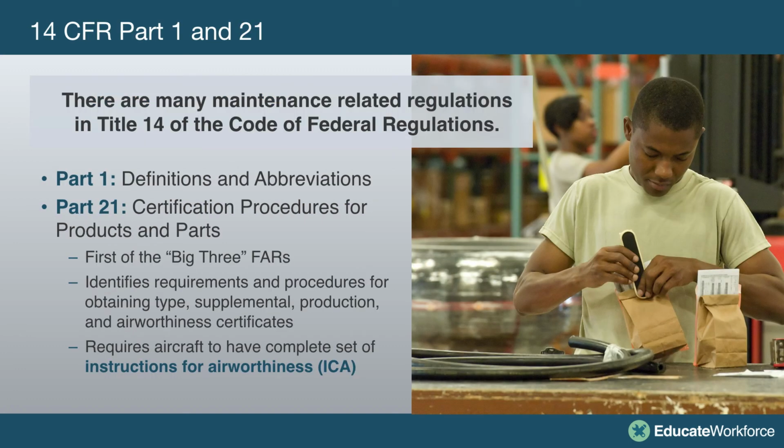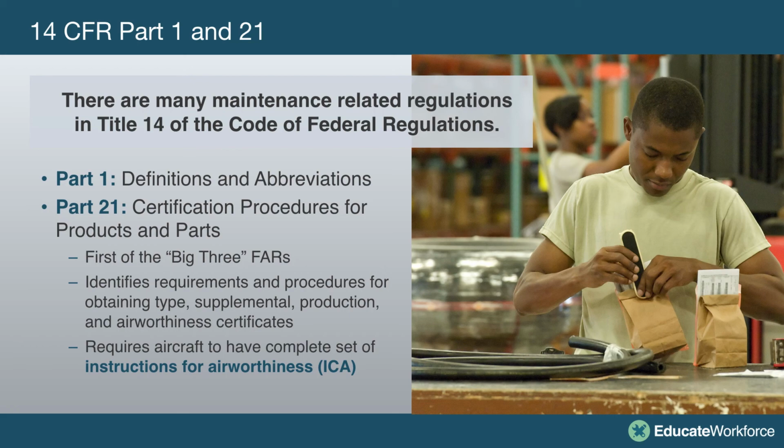We have many maintenance-related regulations in Title 14 of the Code of Federal Aviation Regulations. We'll start off with Part 1. Part 1 is going to give us some definitions and some abbreviations. It's a good starting point. If you find a term that you're unsure of, go ahead and start at Part 1 and see if you can't find that definition or that abbreviation there. It's not all-inclusive, but like I said, it's a good starting point. You may find some additional definitions or abbreviations in the specific FAR you're looking for.